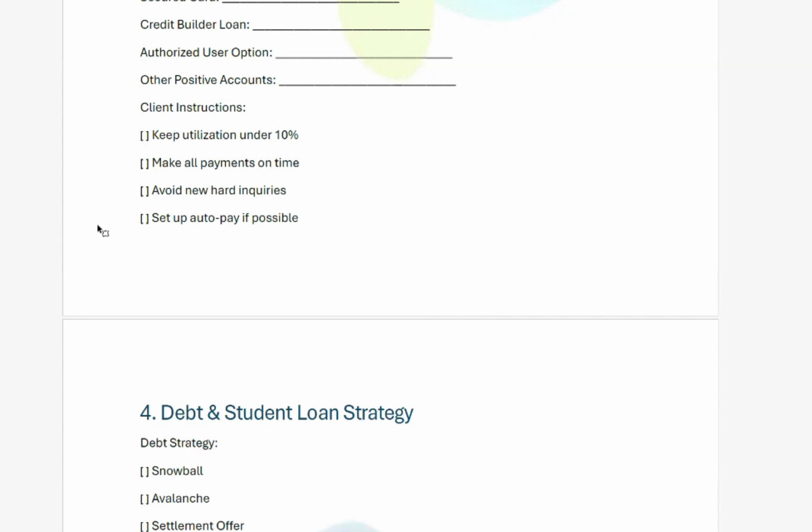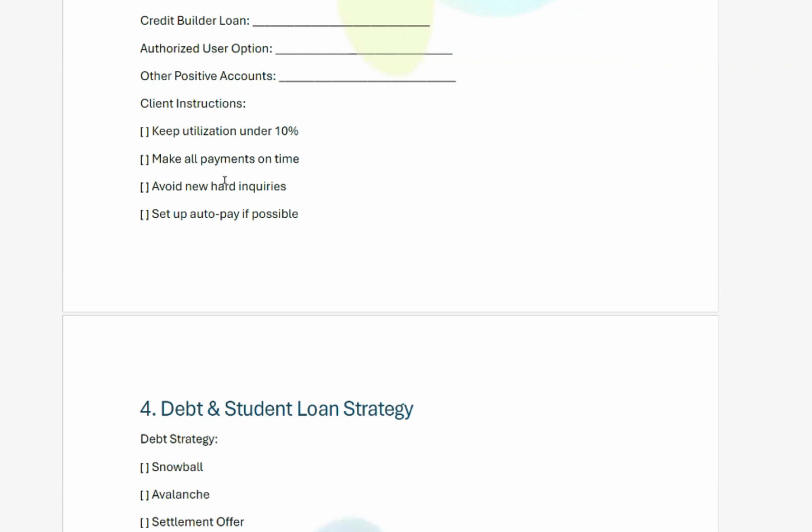Mark those things down: do they need a secured card? Mark these down so that you know to give them the correct plan, and go through the instructions with them. Keep their utilization under 10%. 6% for FICO 2, 4, and 5 is your maximum, where you're going to maximize your credit points. Anything under 30 is good, under 20 is better, but 6% is going to be your best. That's the maximum amount of points that they're going to get.